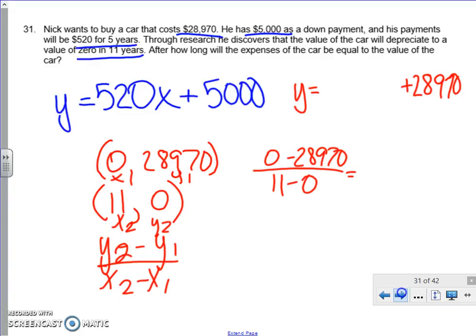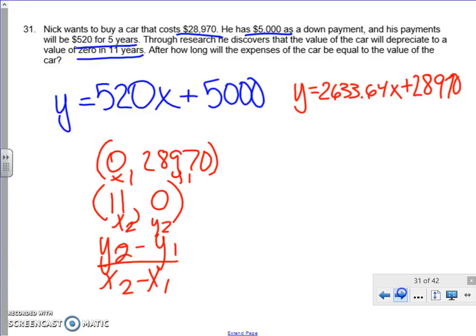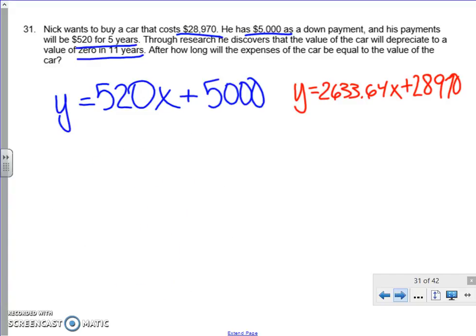And in all, it gives me negative 2633.64. So that is the slope. That is the amount at which the car is changing in value as each year passes. So that is now my depreciation equation. I'm going to go ahead and erase this slope stuff so that we can continue with this equation. So it's asking when they are going to be equal. So not so hard. We're just going to set the two equations equal.